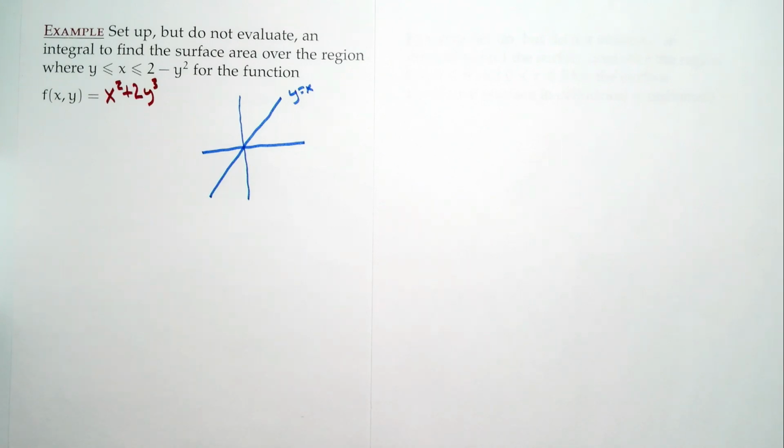2 minus y squared. What does that look like? Well, what's the shape? Let's just start with that. It's a parabola. What way? Up? Down? Left? Right?